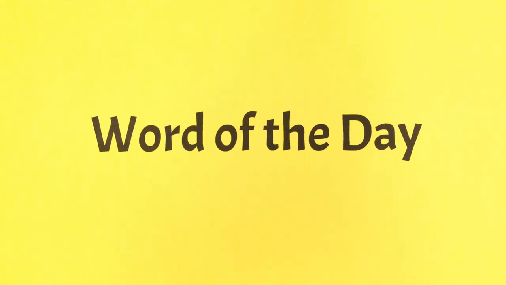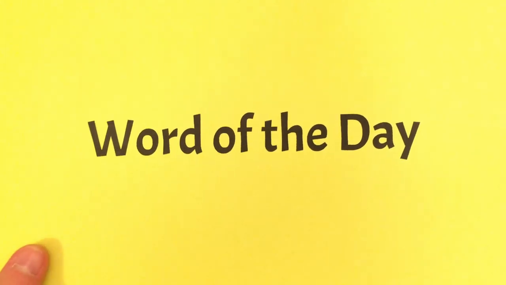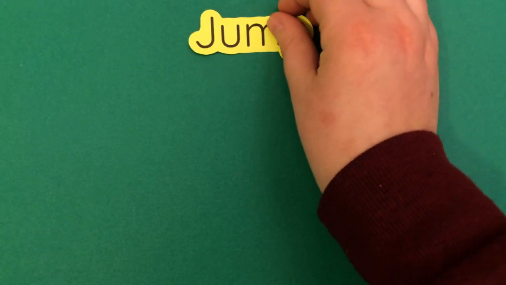A fun way for a child to practice using words is by having a word of the day. Each day, you can pick a word to focus on, and you and the child can find different ways to use that word during the day. For example, today could be the first day of the week, and you and the child can decide on a word like jump.